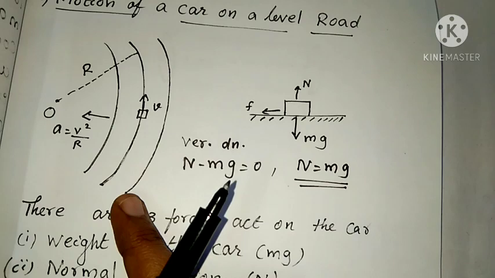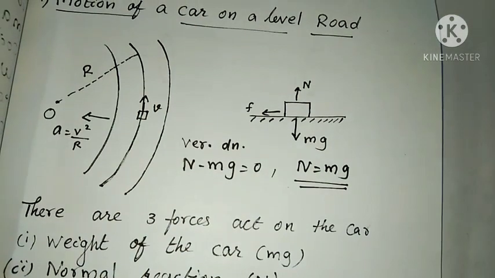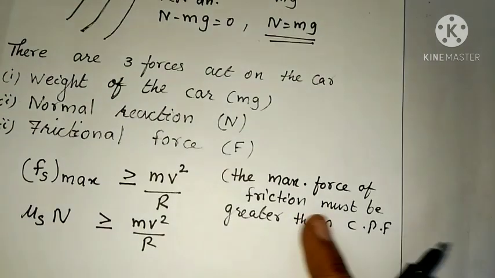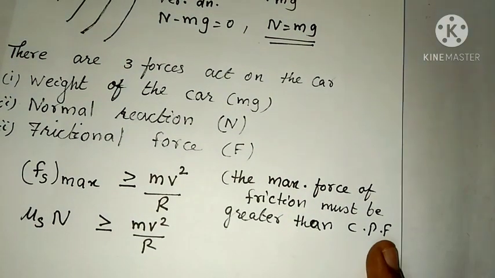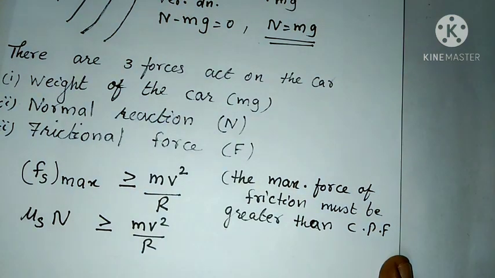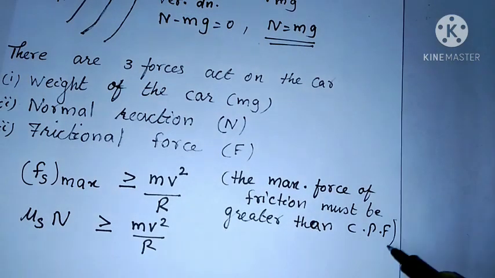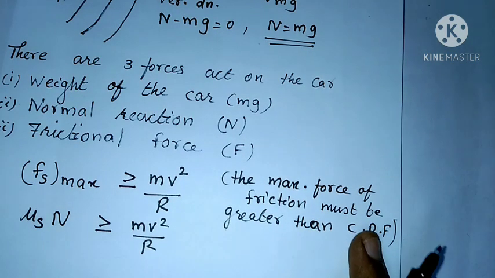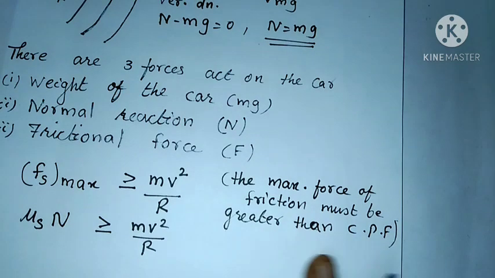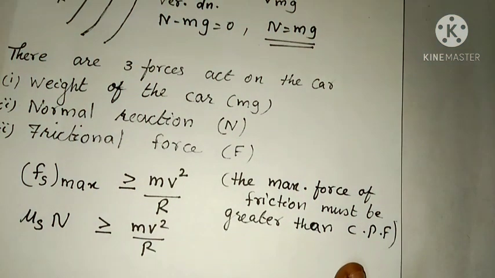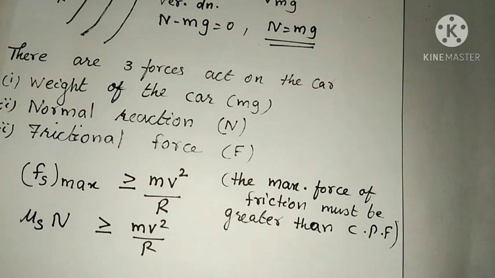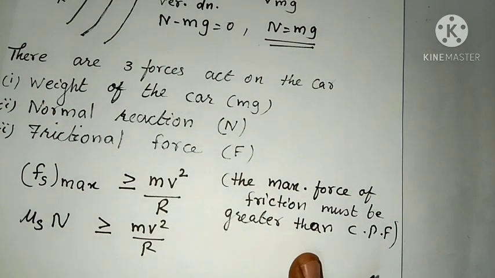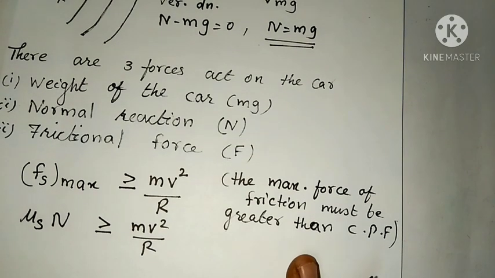For the car to stay on this circular level road, there is one condition. What is the condition? The maximum force of friction must be greater than the centripetal force. This is the condition. Otherwise, the car will move away from the circular path. So, if the car obeys this condition, it can move safely on the circular path.